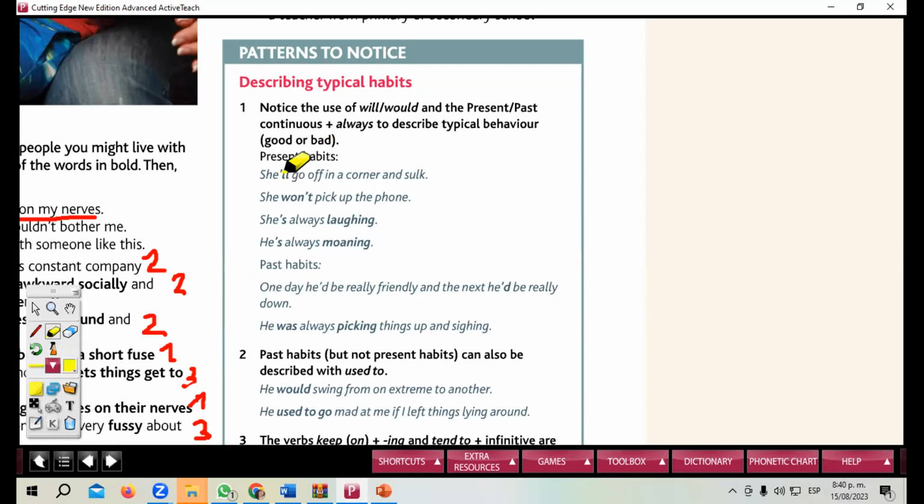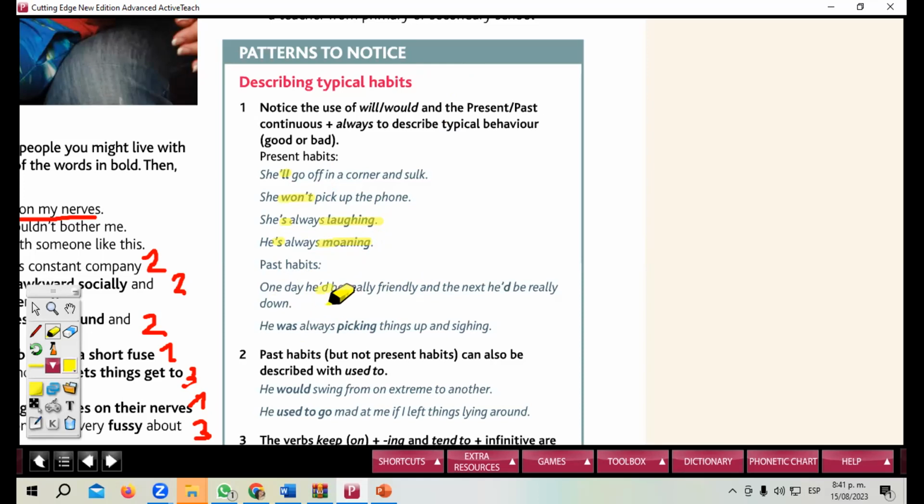So here we have will. She'll go off in a corner and sulk. Also in negative form, she won't pick up the phone. So she had the habit of not picking up the phone. She is always laughing. This is also a habit. He is always moaning. Also a habit. What is the meaning of moaning? Moaning is quejarse, okay? He's always moaning.